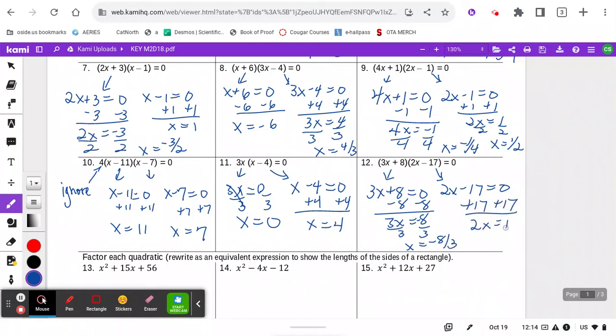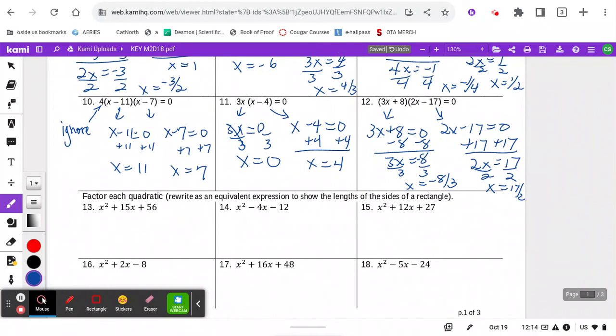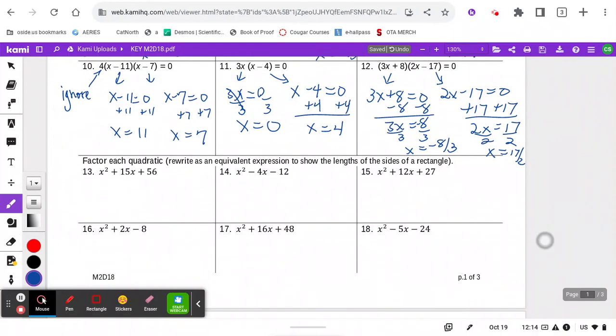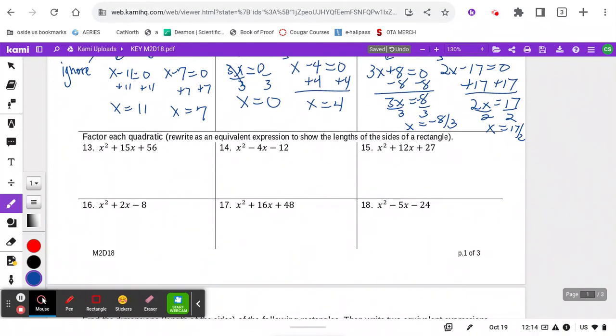Notice I'm leaving all my answers as improper fractions. Obviously, if you wanted to write the decimal for me, you could. So those are all of our solutions using the zero product property in order to solve each factor equal to 0. Now at the bottom, the directions are just to factor each quadratic. So we're back to, do you just see the factors or do you want to do this real quick?